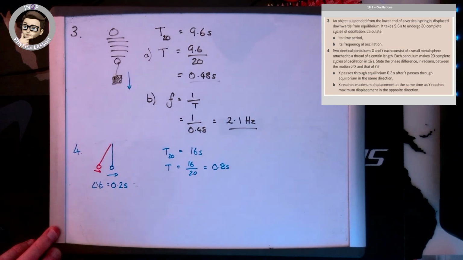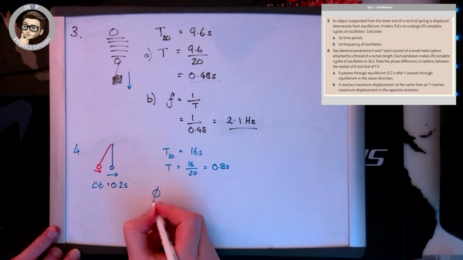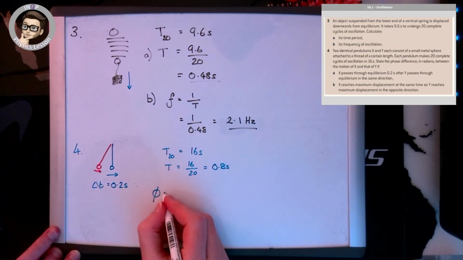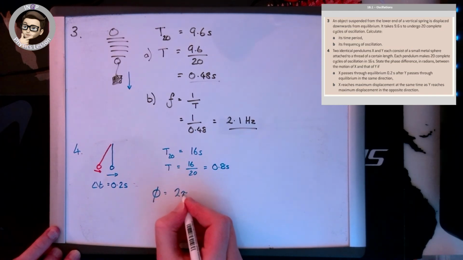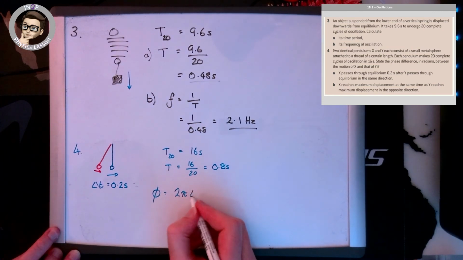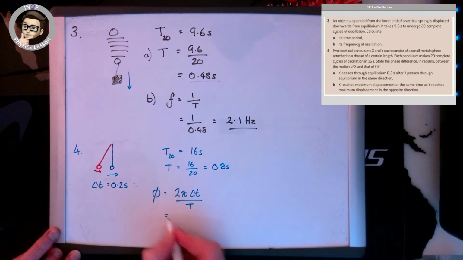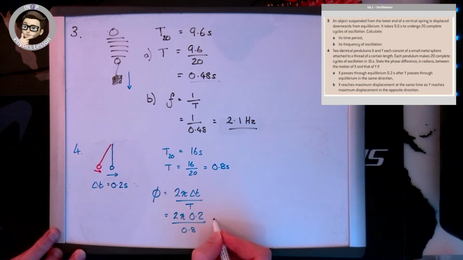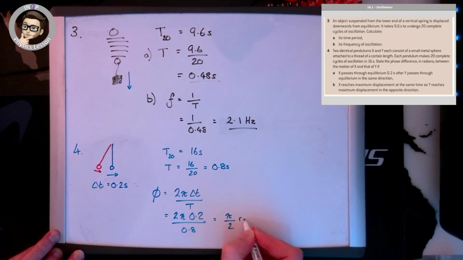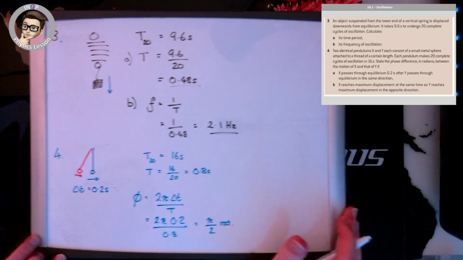So we want to work out the phase difference. Now phi is usually the symbol we use for phase difference. And phase difference is 1 whole cycle, 2 pi, multiplied by the time difference between the two, divided by the total time period. So that's going to be 2 pi lots of 0.2 over 0.8, which is a quarter, so that is going to be pi by 2 radians. So that's that one.